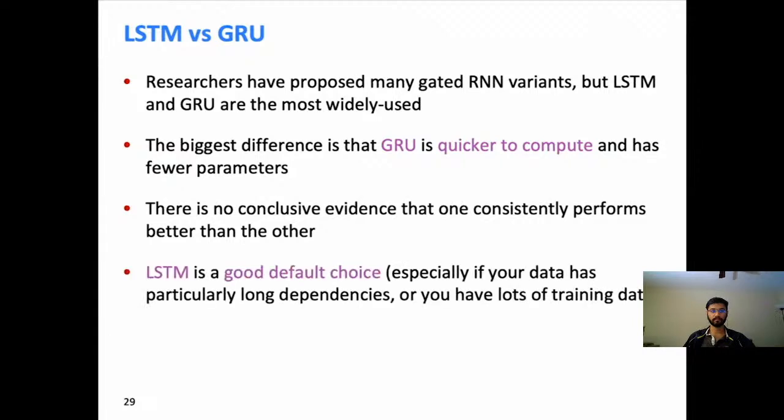As a rule of thumb, it seems like LSTM is often a good default choice to start with, especially if your data has particularly long dependencies, because there's evidence to think that LSTMs might be slightly better at keeping information over very long distances. Also, if you have a lot of training data, you might think that LSTMs are a better choice because they have more parameters, which means that maybe you need more training data to learn them.